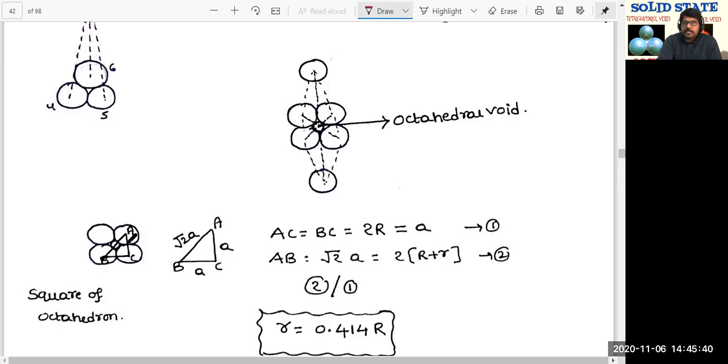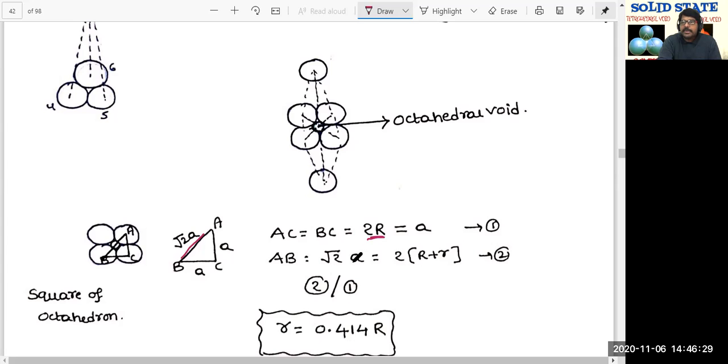This is the square of the octahedron. ABC I'm taking, and in this the value of AC is very clear. The value of AC and the value of BC, that is equal to 2R, and also we can say that is the edge length, that is A. And if you take the hypotenuse, this is the radius of the sphere, and at the center there is what we call the octahedral void. From this it is very clear this is A, and this value will be root 2A according to the Pythagoras theorem. And AB is root 2 times A.